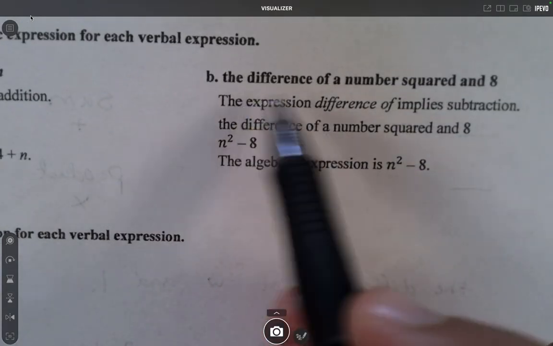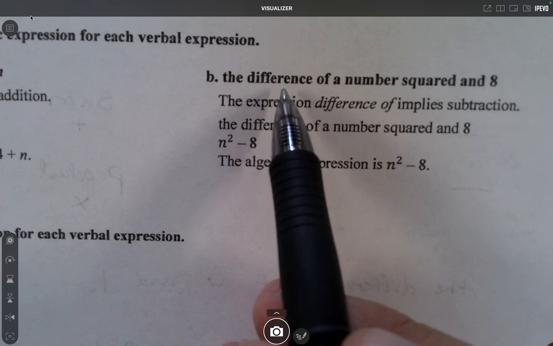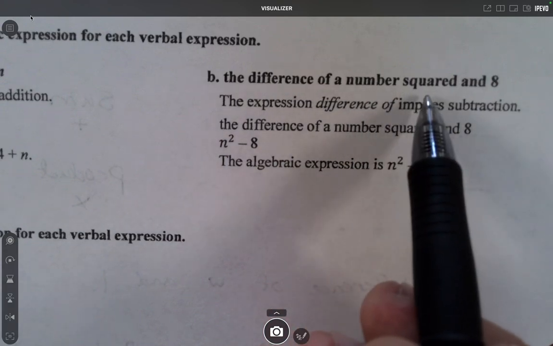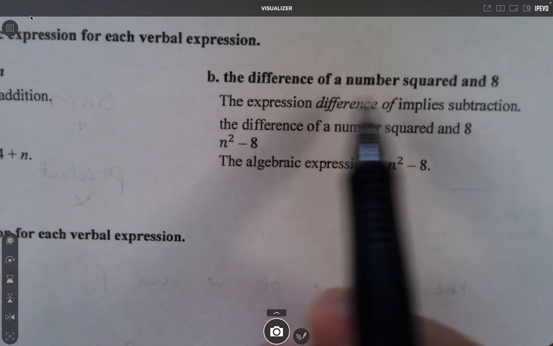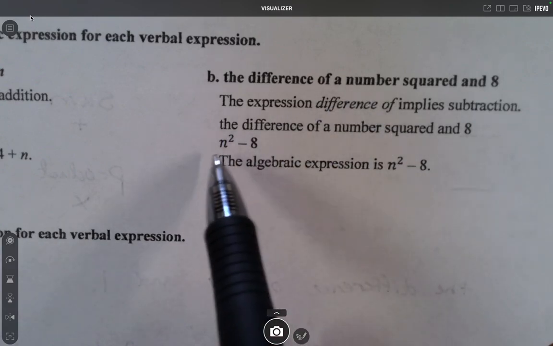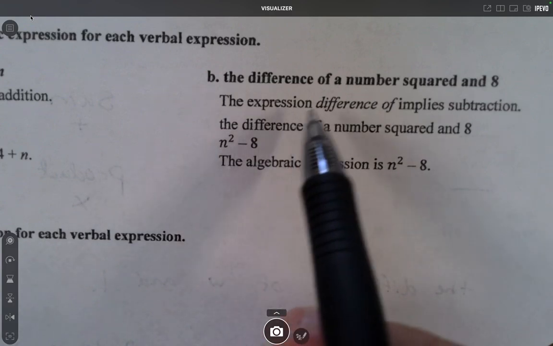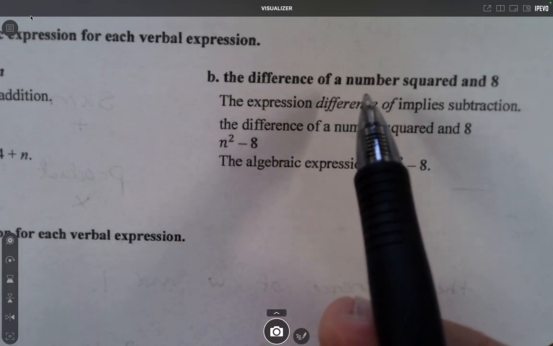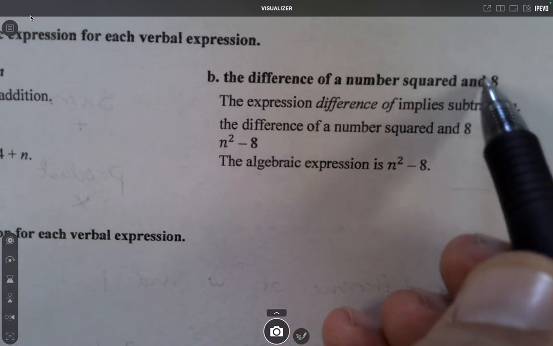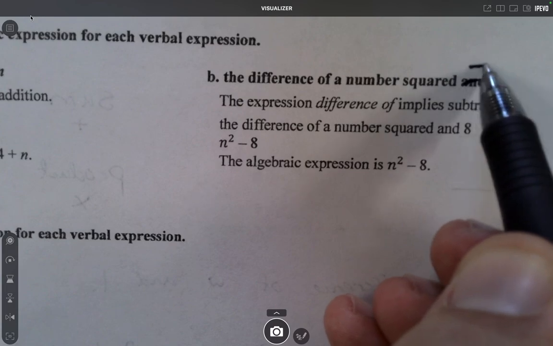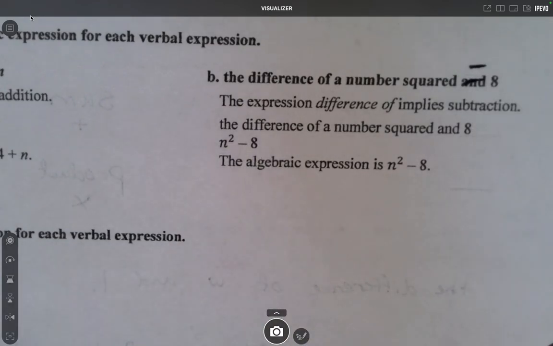So this says the difference, so when we see difference, we know they're subtracting, of a number squared. So here they just said a number. It's fine to use n, but since they didn't describe the variable with a letter, you can use any letter you want. You can say x squared or n squared, t squared, whatever. So the difference of a number squared and 8. So where the and is located, we know that's where the operation, in this case subtraction, will go. So n squared minus 8.